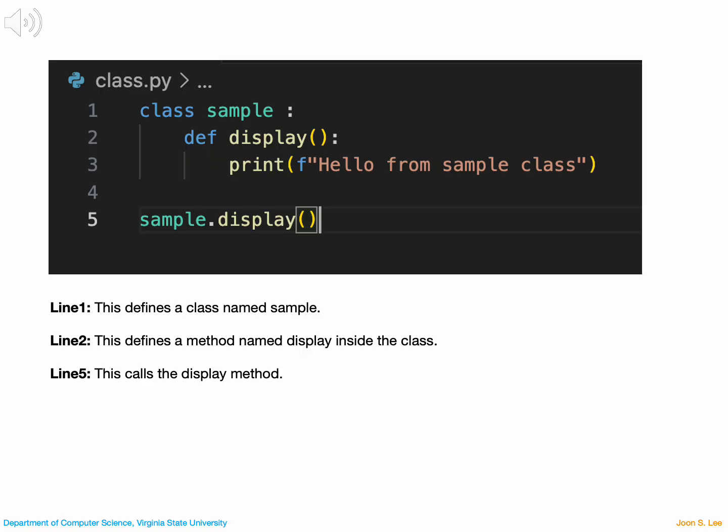This example is intentionally simple so we can focus on how a class and a method are defined before we introduce more details. We'll improve this example by creating an instance of the class and by introducing the self parameter, which allows methods to work with object-specific data.